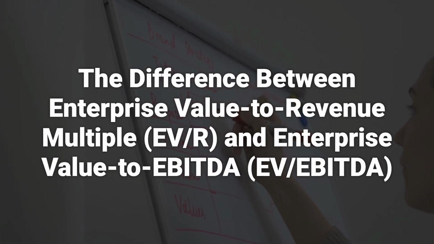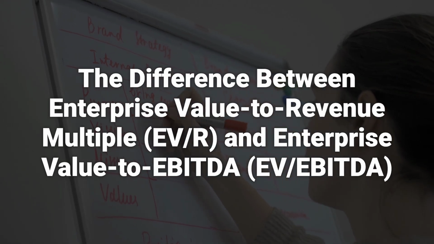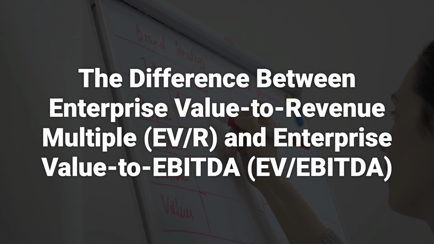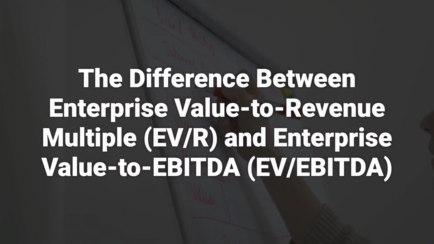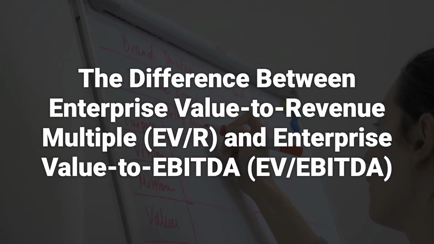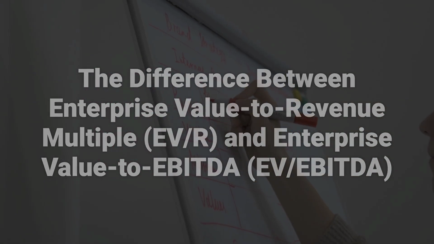The enterprise value to revenue looks at a company's revenue-generating ability, while the enterprise value to EBITDA, EV/EBITDA, looks at a company's ability to generate operating cash flows. EV/EBITDA takes into account operating expenses, while EV/R looks at just the top line. The advantage that EV/R has is that it can be used for companies that are yet to generate income or profits.